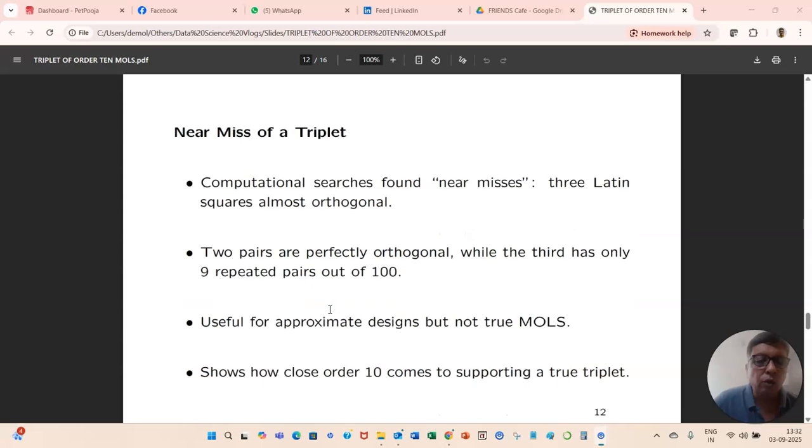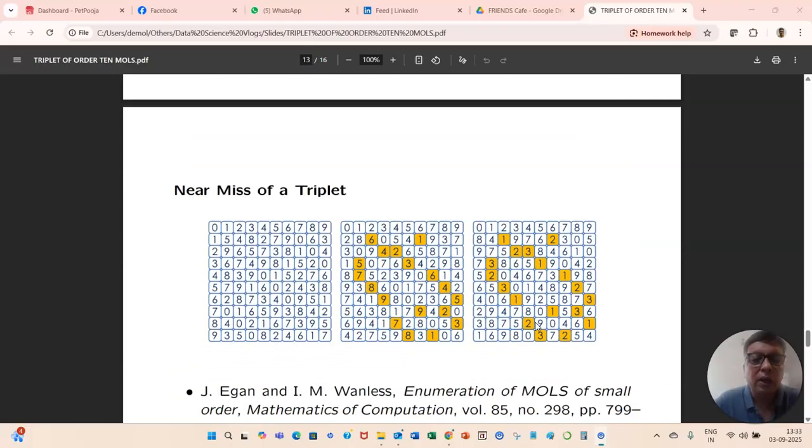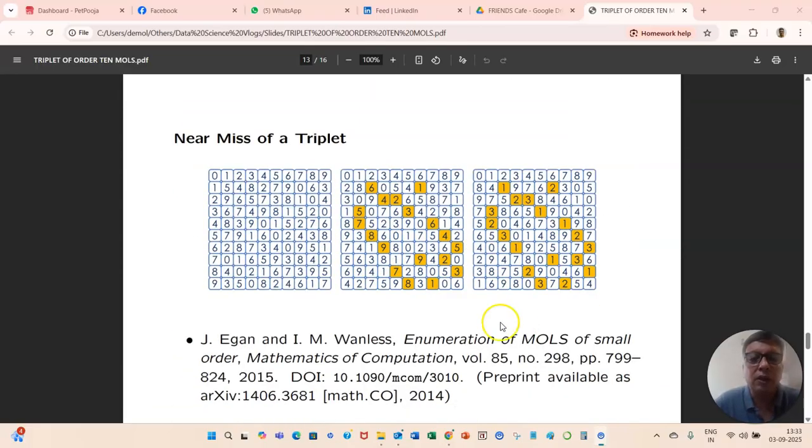So how far could we go? We have the examples of the near miss. Computational searches found near misses: 3 Latin squares almost orthogonal. 2 pairs are perfectly orthogonal, where the third one has 9 repeated pairs out of 100. Useful for approximate designs but not true MOLS, it shows how close order 10 comes to supporting the true triplet. So there are near misses, and here is an example of the near misses.